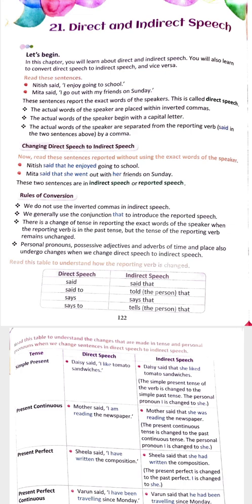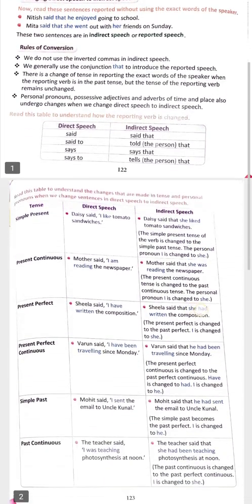So these were some rules that I explained in a previous video, but in today's video I'll tell you what changes we make when going from direct to indirect speech. For example, if we have said, then we will change it into said that. If we have said to, then we will write told that. If we have says, then we will write says that. And if we have says to, then we have to write tells that. So students, for that you have to learn the first table that is already given here.